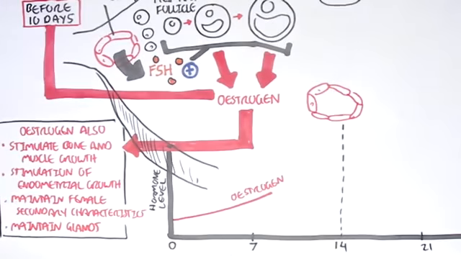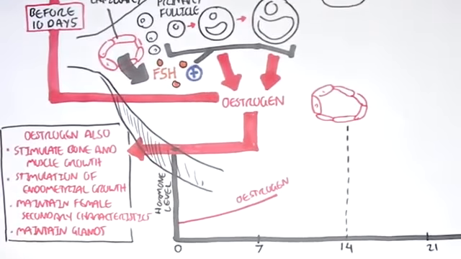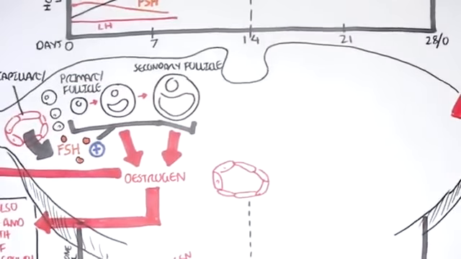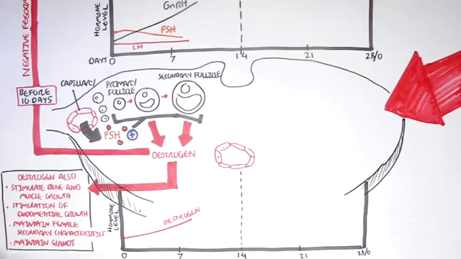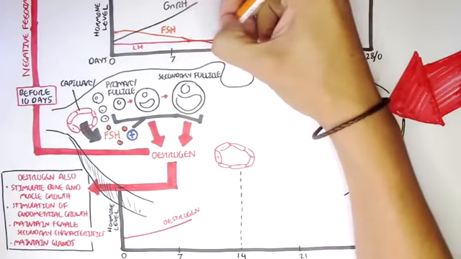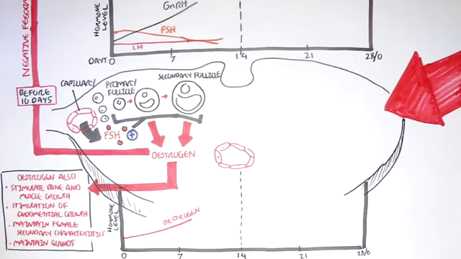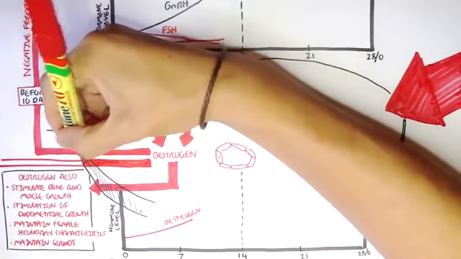So just to draw this graph up to 10 days of the menstrual cycle, we see a steady low concentration of luteinizing hormone due to the inhibitory effects of estrogen in the first 10 days. We also see a steady drop of follicle stimulating hormone due to the increase in estrogen levels as well, which has a negative feedback.